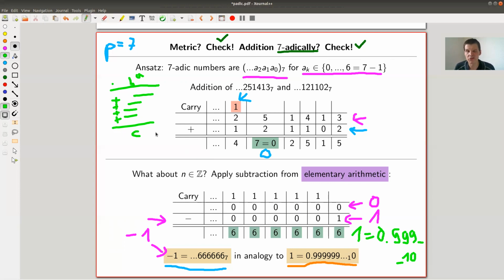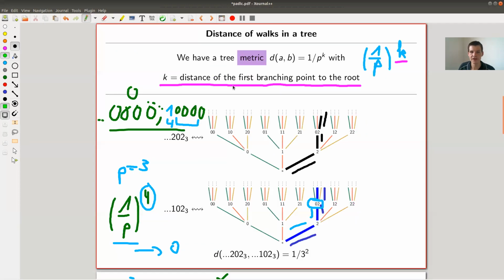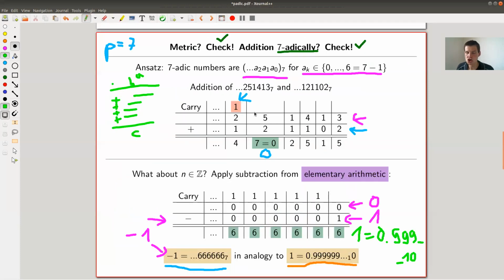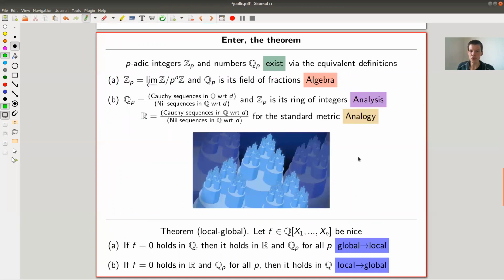The only thing you need to know is this recipe and addition. And I already told you that addition is also elementary. The only difference is that whenever something hits p, you turn it to 0, and you worry about the carry. Anyway, so what do we have? We have a metric, so a topological space. We have an addition. We have a multiplication, so a ring. So we can put everything together.